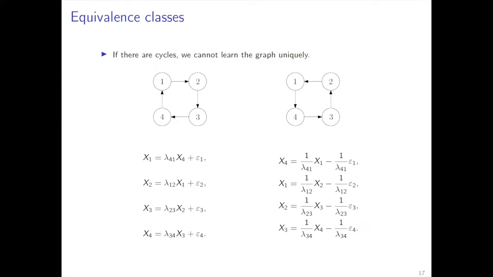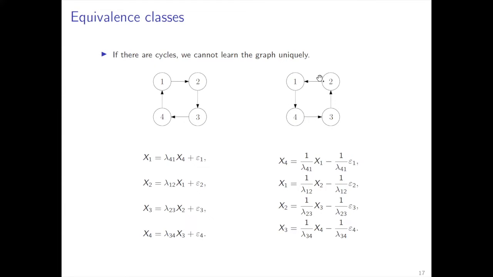Our first result is that you actually can't quite learn the graph uniquely. It's very simple. If you have, for example, this cyclic graph, and this is the model, so x_i is something times its parent plus noise, you can just rewrite the equations. Put this part on the left, divide by lambda_1, and you get this model, which corresponds to this cyclic graph.